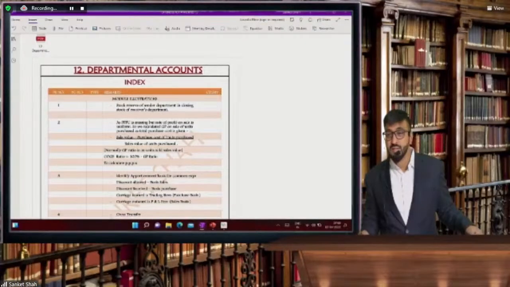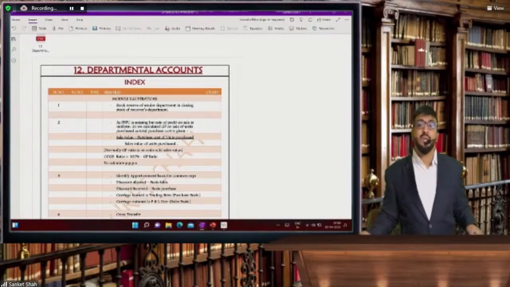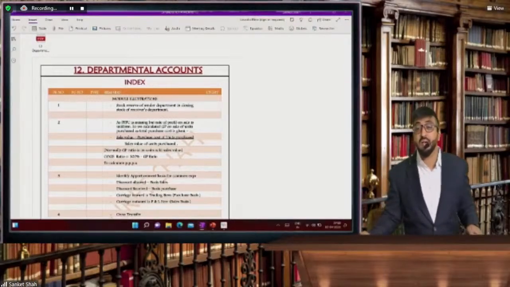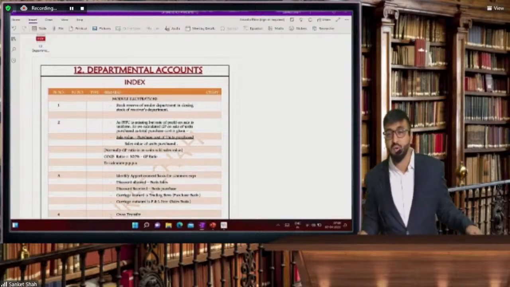As usual, traditional accounts. Personal account: debit the receiver, credit the giver; the debtor becomes receiver and the creditor becomes giver. Real account: debit what comes in, credit what goes out. Nominal account: debit all expenses and losses, credit all incomes and gains. After that, the modern approach: asset, debit balance; liability, credit balance; expenses, debit balance; income, credit balance; and capital, credit balance.